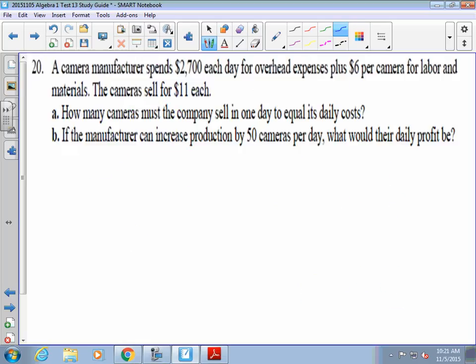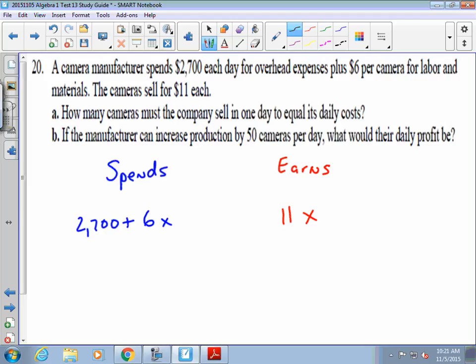Number 20 says a camera manufacturer spends $2,700 a day plus $6 per camera for labor and materials. So this is how much he spends. He spends $2,700 plus 6 times an unknown amount of cameras. This is how much money he earns. He earns 11 times the amount of cameras he makes. So it says how many cameras must the camera seller sell in one day to equal the costs, or how much he spends. So when will they be equal?